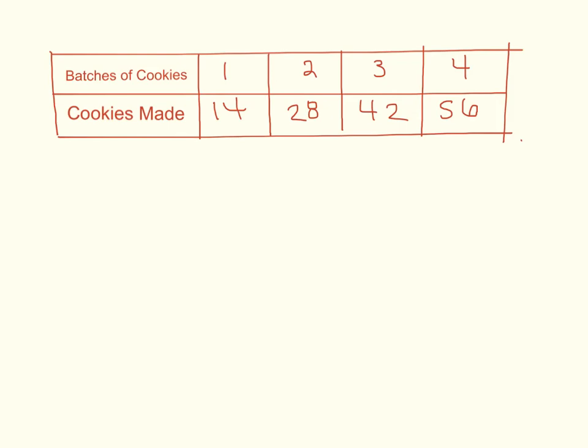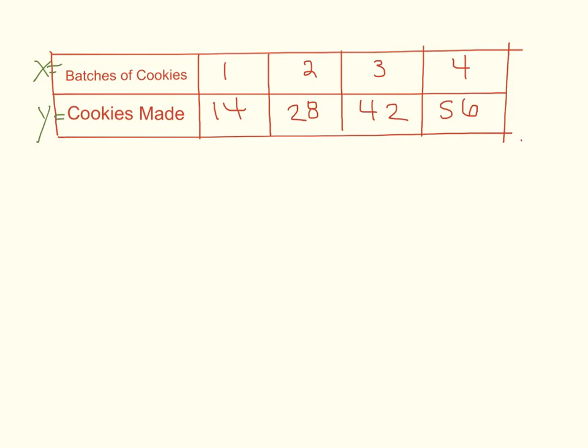So the first thing we want to do is figure out which one we think depends on the other one. The one that we're going to say is dependent, the one that depends on the other one, we're going to call our y value. For this one, I'm going to say that the number of cookies made depends on how many batches of cookies I'm making. So I'm going to label cookies made y, and then batches of cookies I'm going to label x.